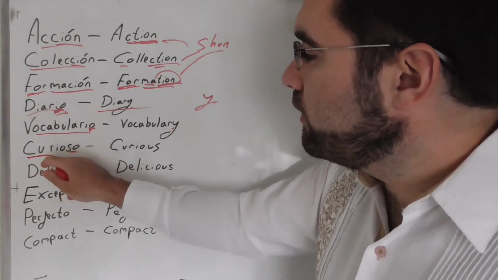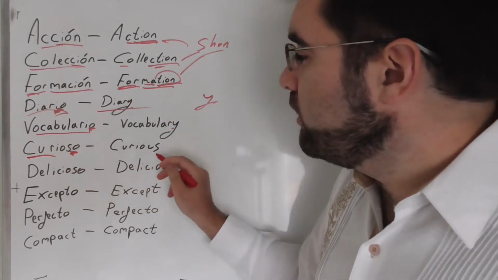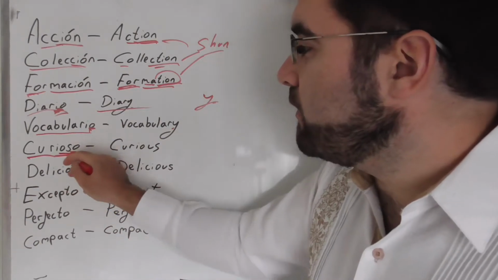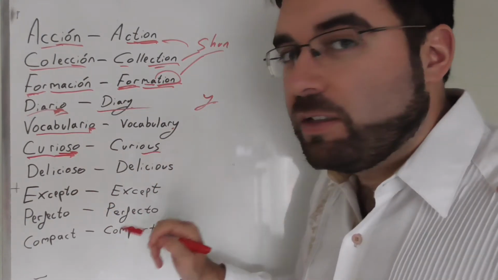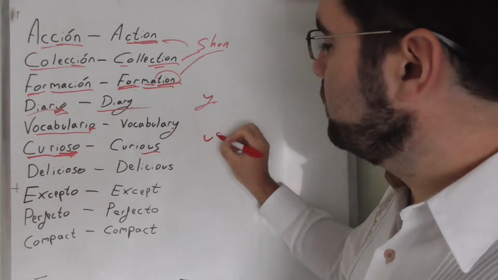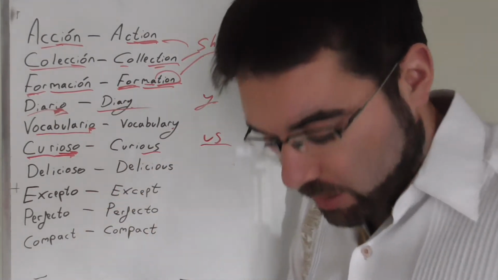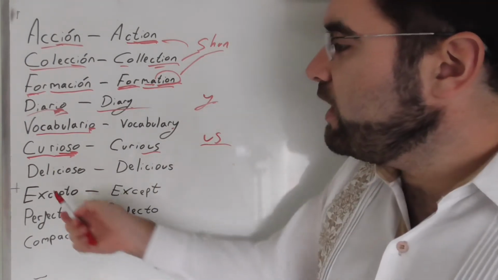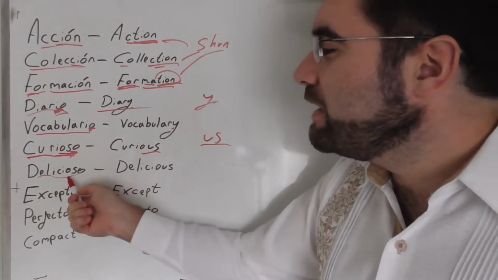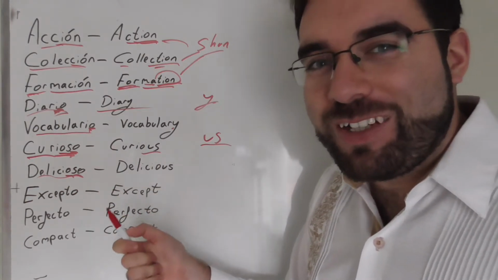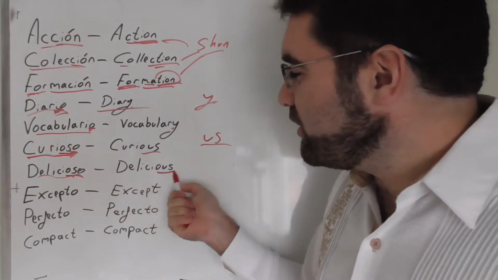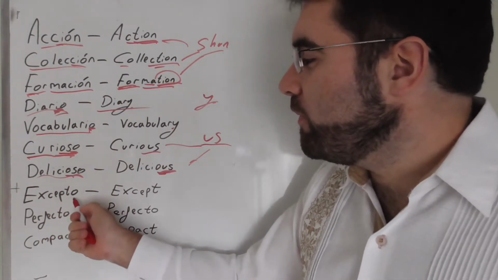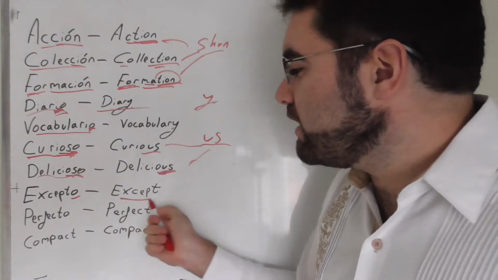Now, this bit here, there's O, curious. It's curious. The O is also lost. Just curious. Us. Us. Curious. Curioso. Curious. Delicioso. Delicious. Again, an us sound. Delicious. Excepto. Except. Except is different.